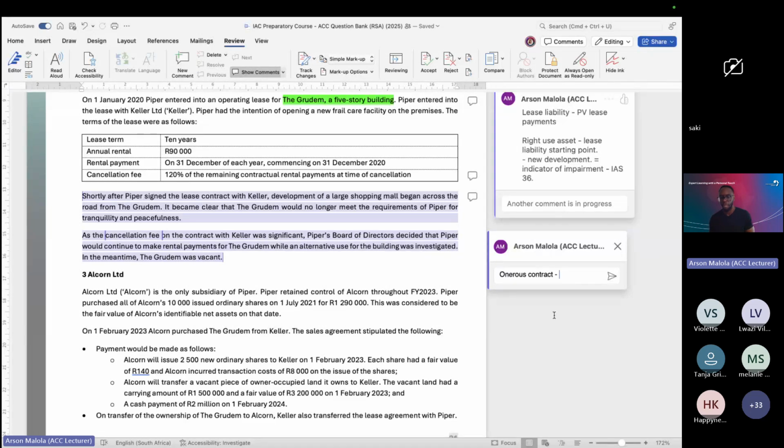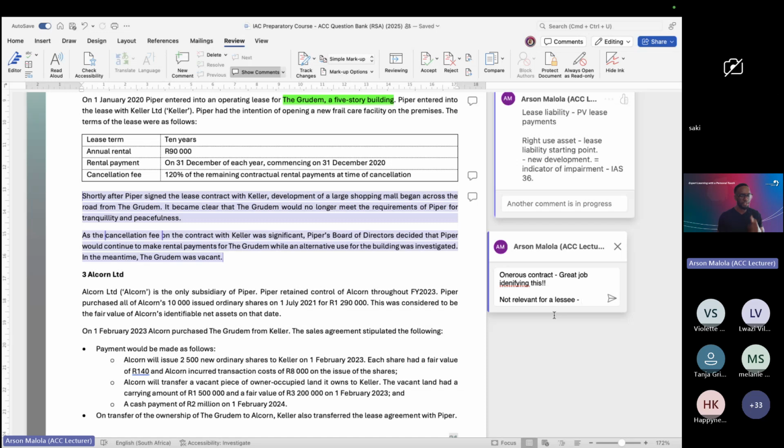Why? Why are onerous contracts not relevant for LSC? I'll give you a hint. Onerous contracts try to upfront the liability.